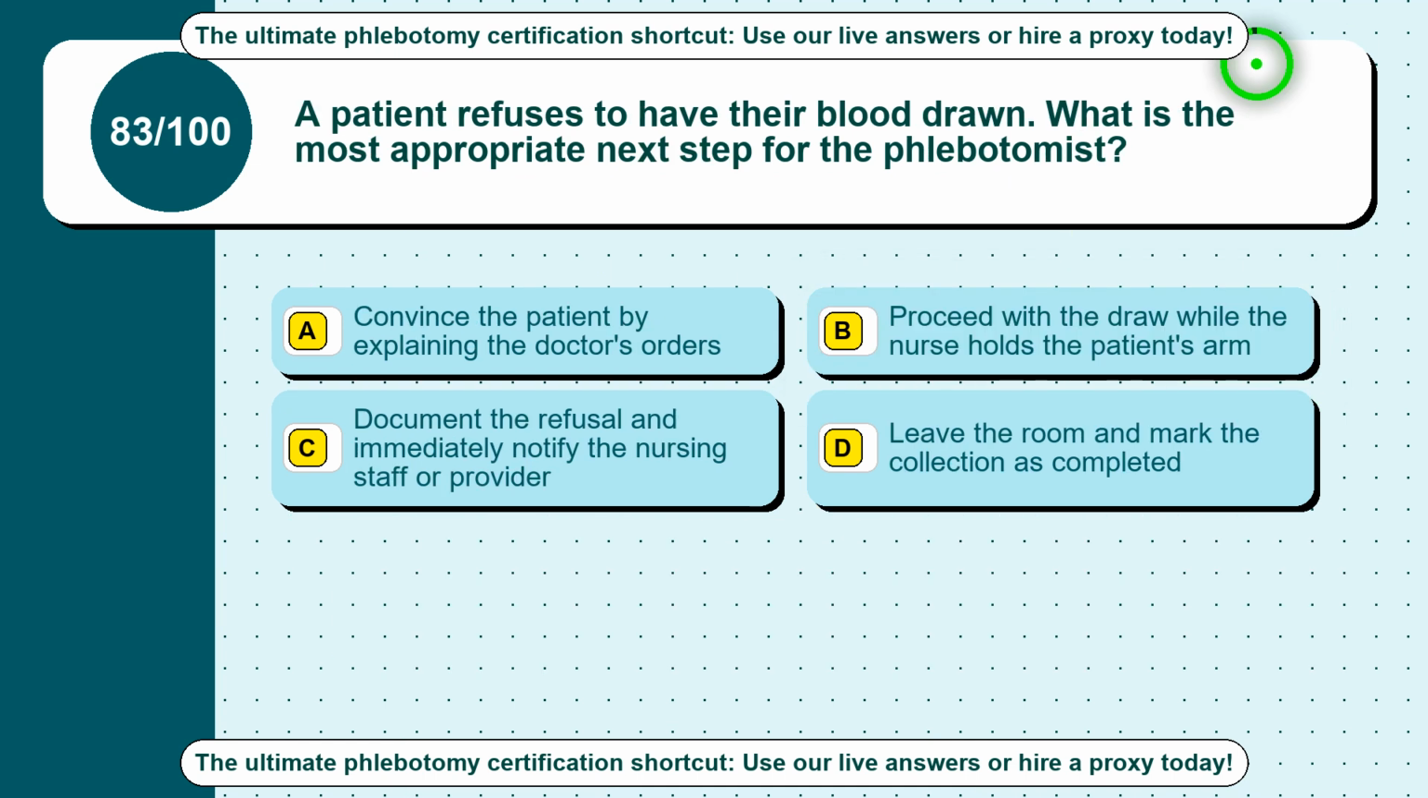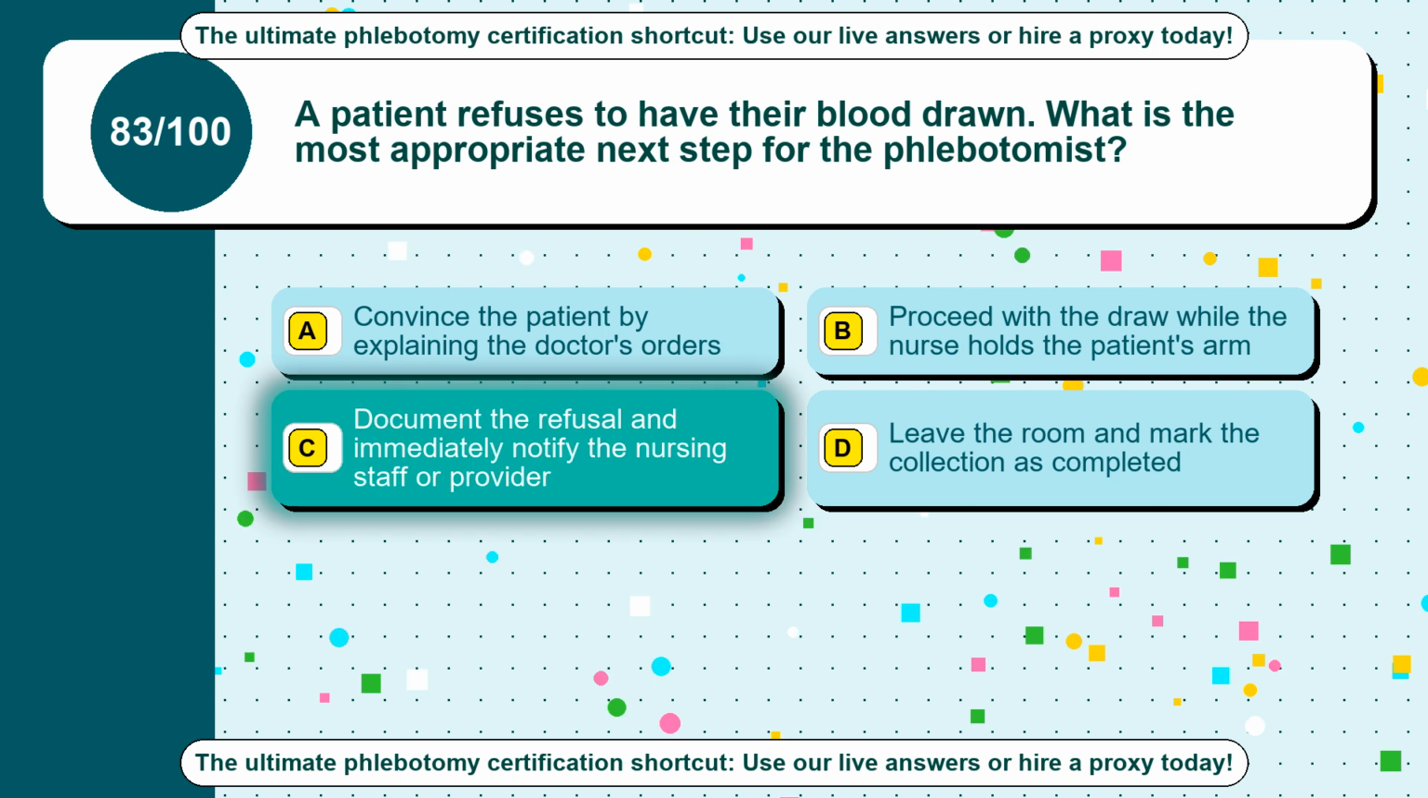Question 83. A patient refuses to have their blood drawn. What is the most appropriate next step for the phlebotomist? Option A, convince the patient by explaining the doctor's orders. Option B, proceed with the draw while the nurse holds the patient's arm. Option C, document the refusal and immediately notify the nursing staff or provider. Option D, leave the room and mark the collection as completed.